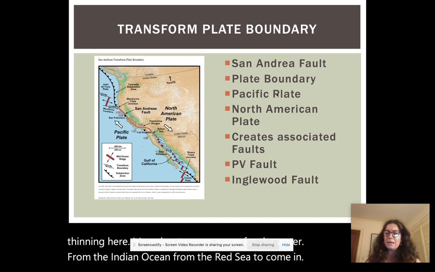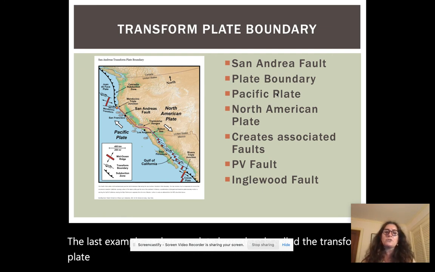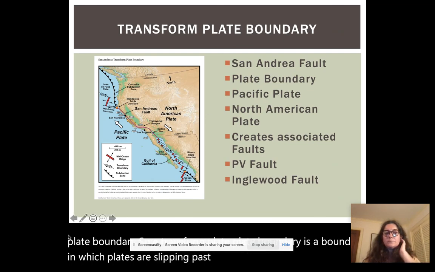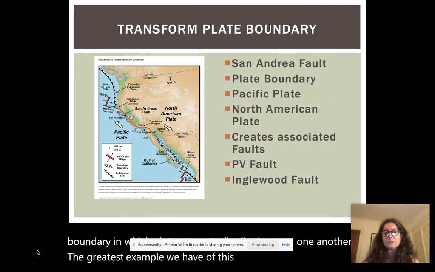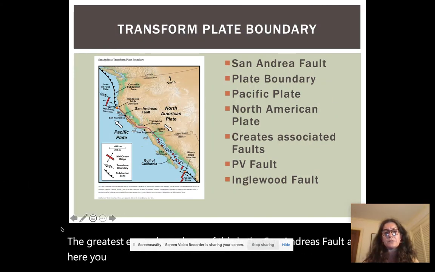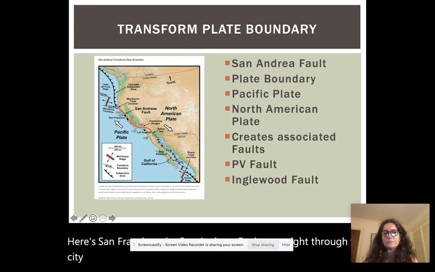The last example we have of a plate boundary is called a transform plate boundary. So a transform plate boundary is a boundary in which plates are actually slipping past one another. The greatest example we have of this is the San Andreas Fault. And here you will notice this is the western United States. This is California. Here's LA. Here's San Francisco. The San Andreas Fault goes right through the city of San Francisco.